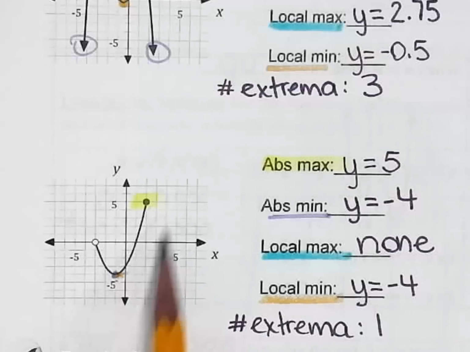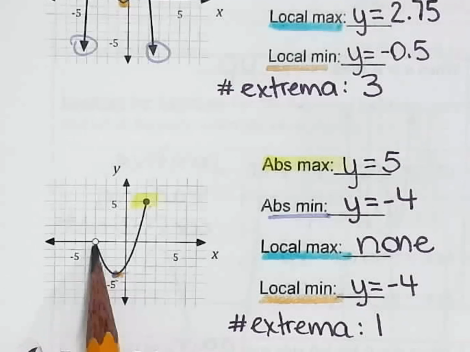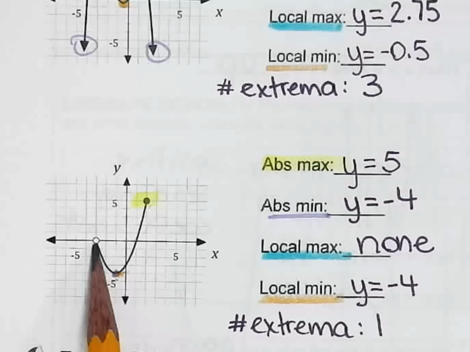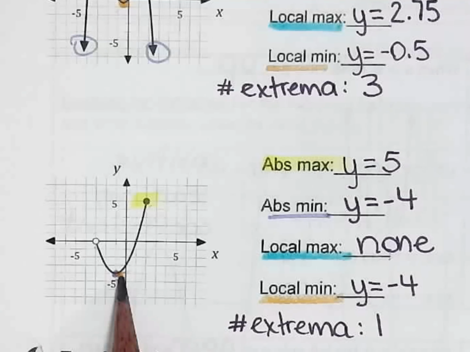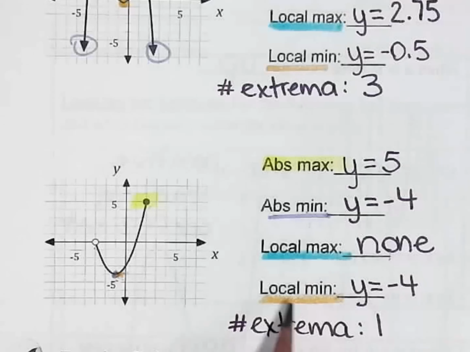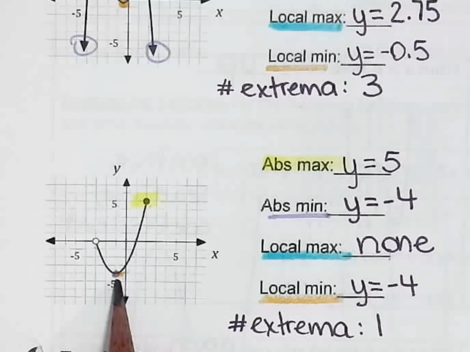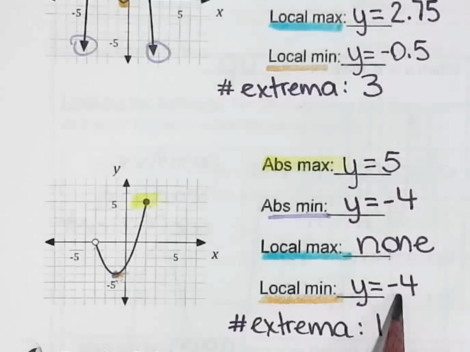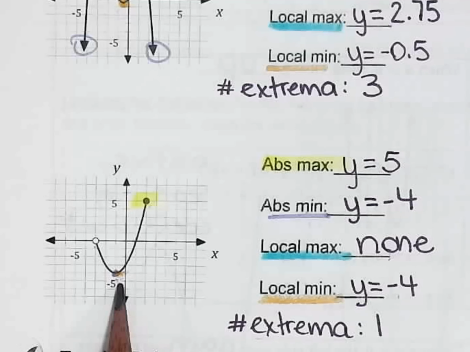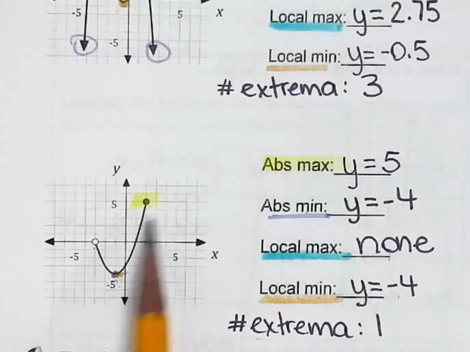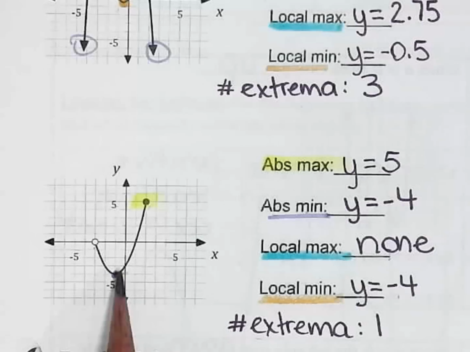Local maximum, we don't have one. It would have been that one, but it's an open dot, so that doesn't count. So none for that. The local minimum is also that one. Just like the absolute minimum, the local minimum, they're both right there. So y equals -4. And the number of extrema, because it's a quadratic function with restrictions, of course, is only one right there.